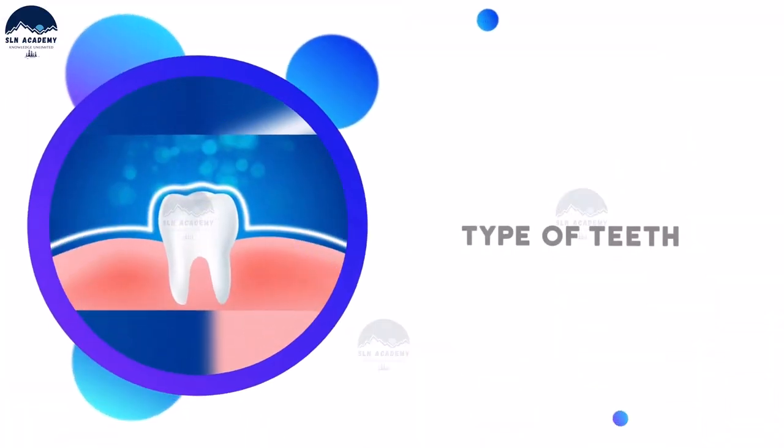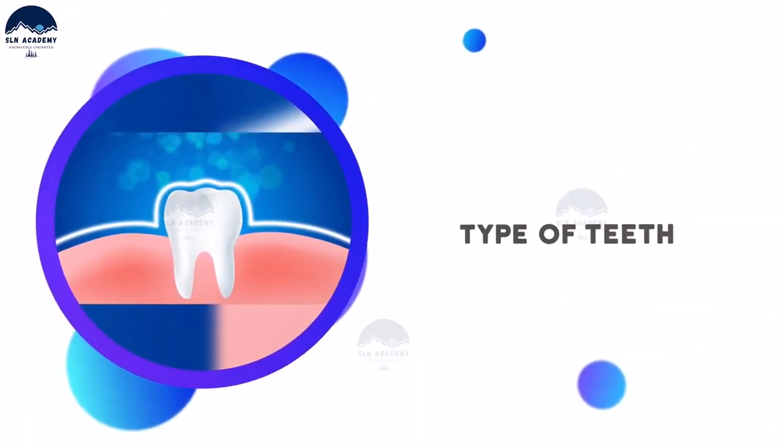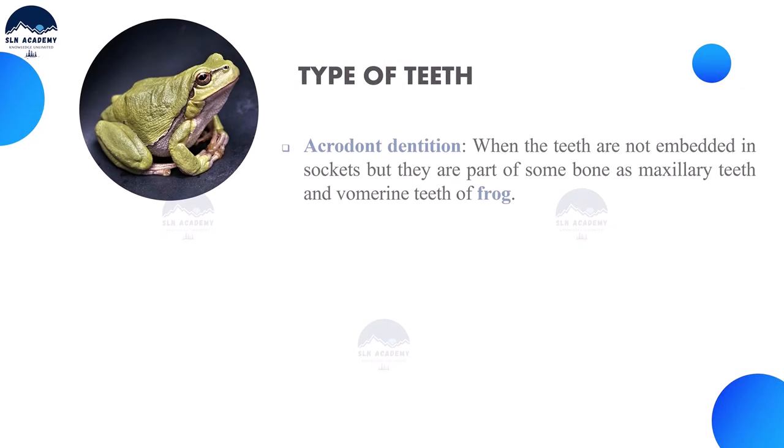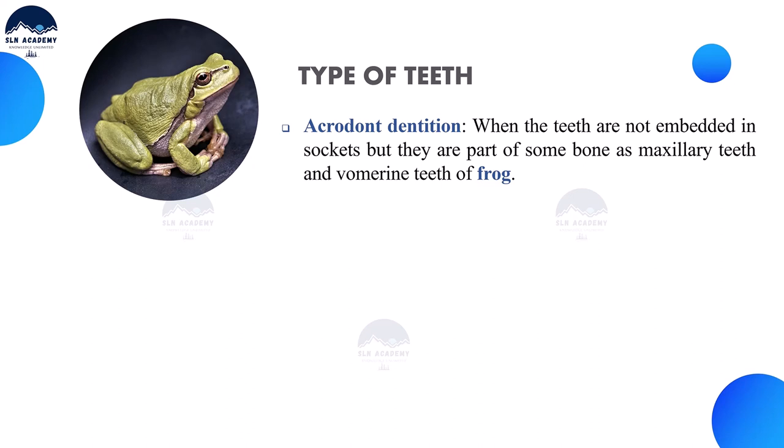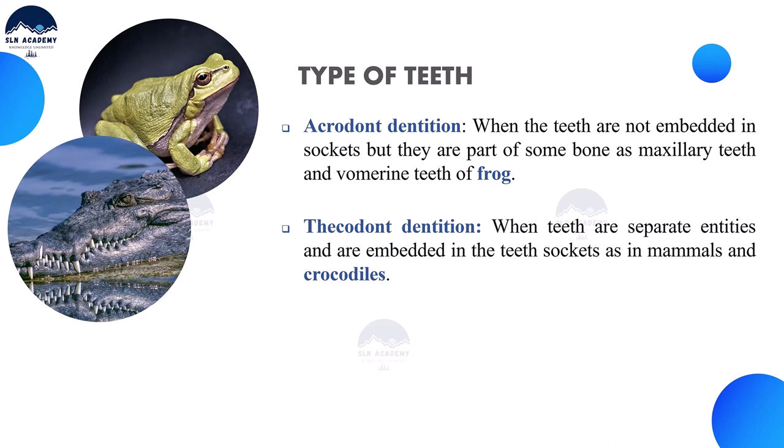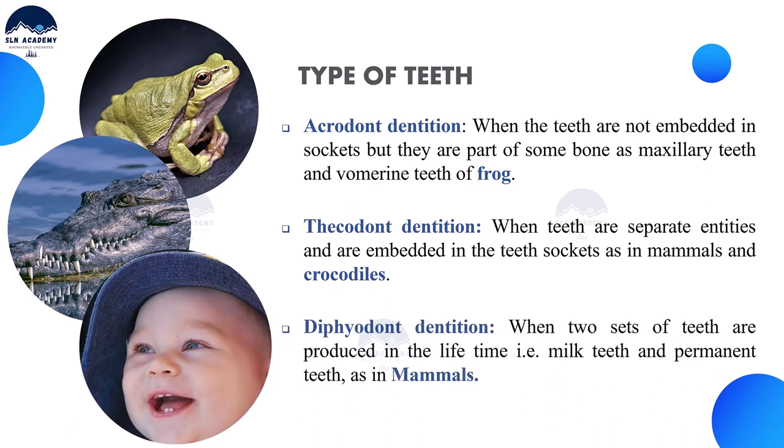Types of teeth. Acrodont dentition. When the teeth are not embedded in sockets, but are part of some bone, as maxillary teeth or vomerine teeth of frog. Thecodont dentition. When the teeth are separate entities and are embedded in the tooth sockets, as in mammals and crocodiles. Diphyodont dentition. When two sets of teeth are produced in the lifetime, that is milk teeth and permanent teeth, as in mammals.